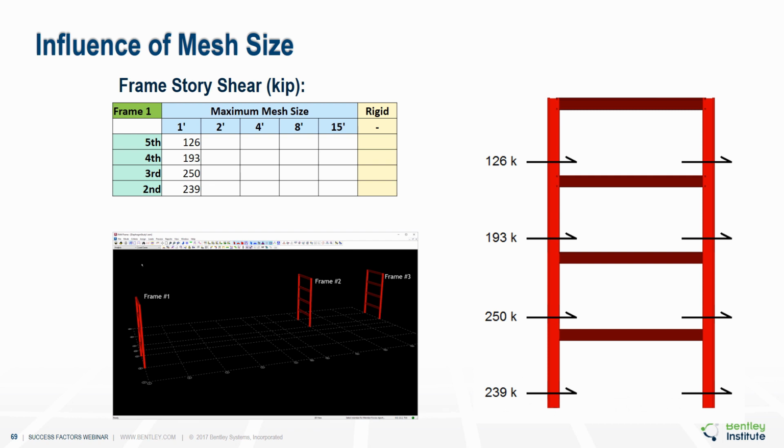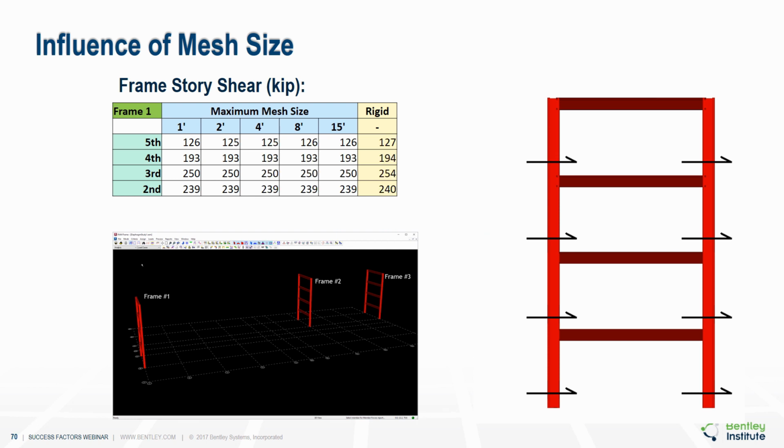After performing the analysis, we take a look at the frame story shears. And I tabulated those frame story shears for the 1-foot mesh. And we see here it was 126 kip at the top floor, 193 kip at the next floor down, and so forth. And so these values are tabulated there, indicating the story shear in frame number 1 for the 1-foot mesh.